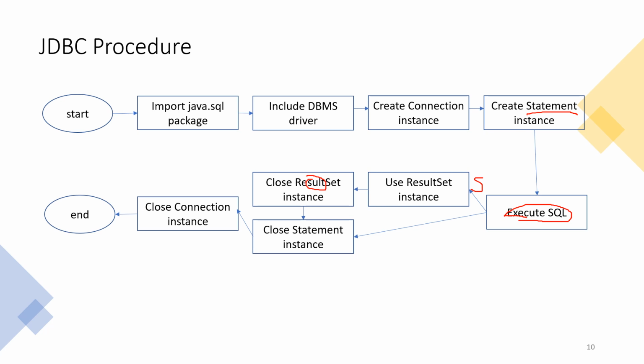I don't have a result. So there is no result for update operations. In that case, I should close the statement. And when I get the results, I should also close the statement first, and then I close the connection instance. And then this is the end.